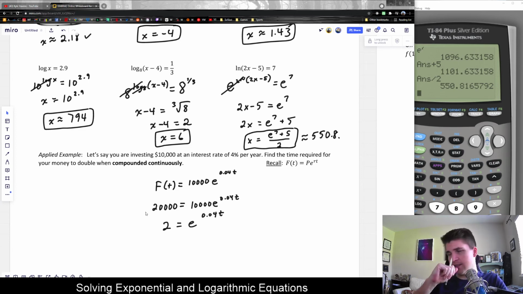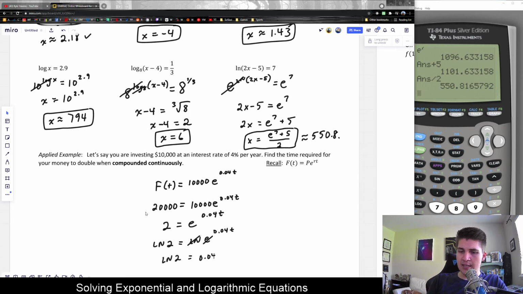From here, I could apply the ln to both sides as we did above, because now I have the exponential function all by itself, and the way to cancel out e is by using its inverse, ln. Ln and e cancel, which would leave me with the equation ln of 2 is equal to 0.04 t. Again, I've gotten t out of the exponent, which is the goal. I'm trying to solve for t. Now to get rid of the 0.04, I would divide by 0.04. So t would be equal to the natural log of 2 divided by 0.04.